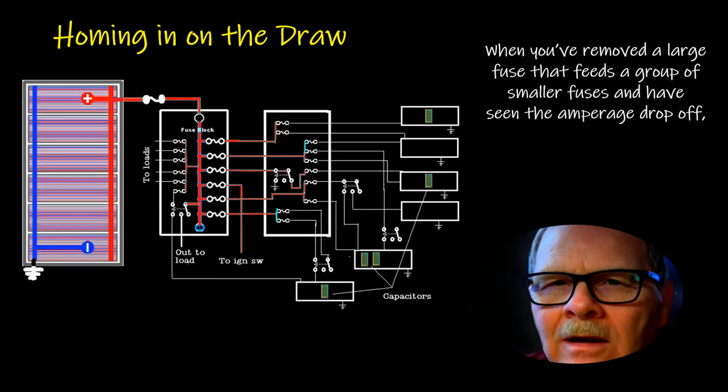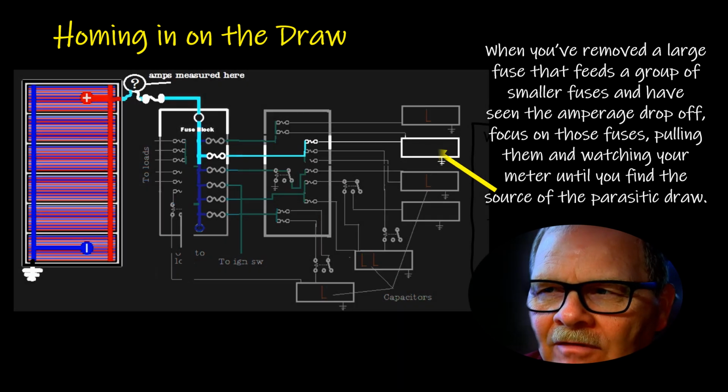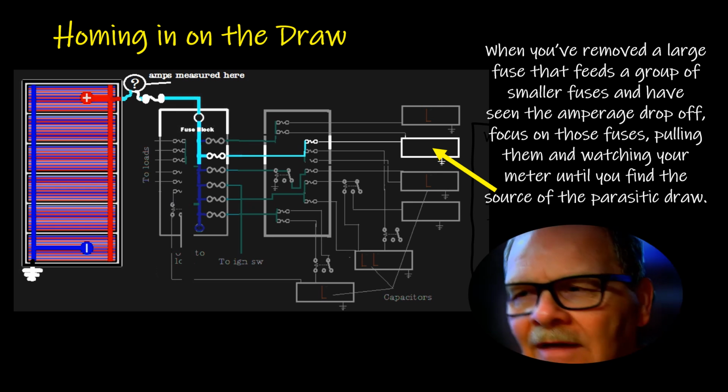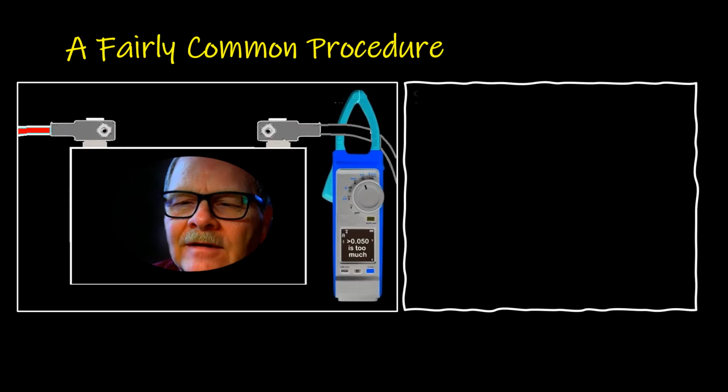All right, you home in on the draw like this. When you've removed the big fuse that feeds the smaller fuses and you've seen the draw drop off, focus on the smaller fuses and it will lead you to the module or the circuit or whatever is the source of the parasitic draw. That typically works pretty good.